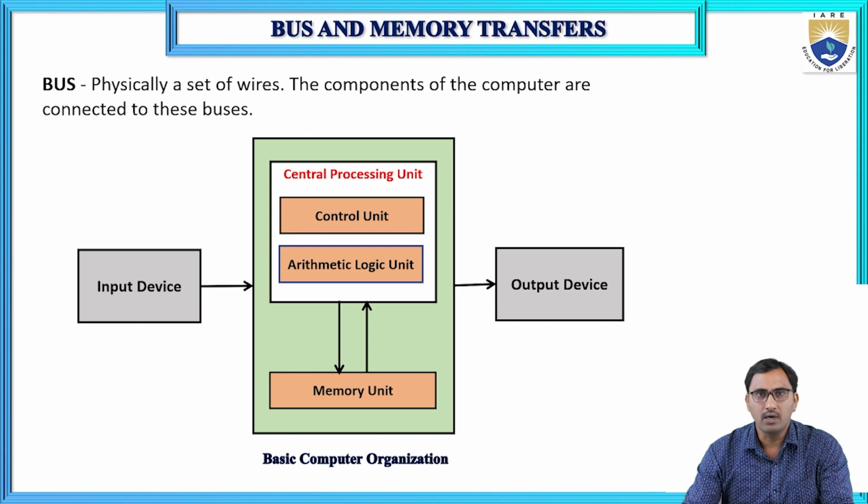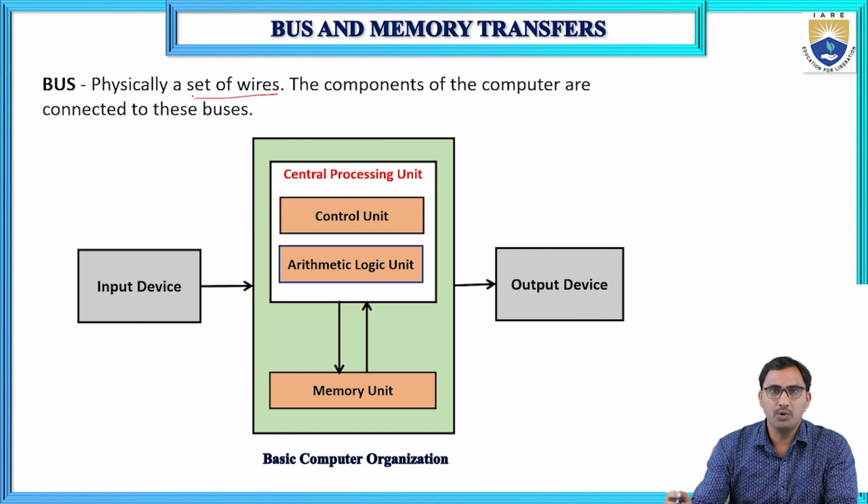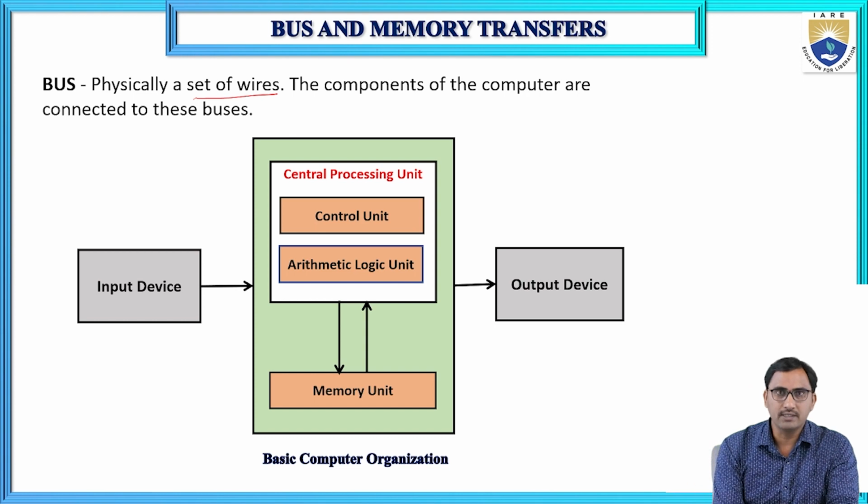So in a computer, we have several modules. All these different modules are interconnected through the buses. So bus means physically a set of wires that can be used to transfer the information from one module to another module. The components of the computer are connected to these buses.